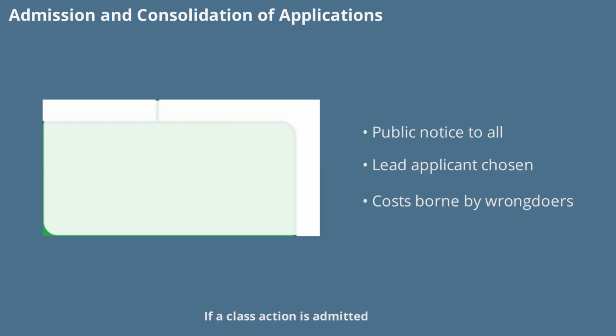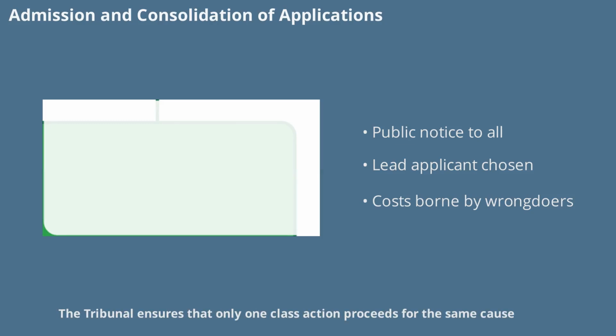If a class action is admitted, public notice is served to all affected members or depositors. Similar applications are consolidated, and a lead applicant is chosen to represent the group. The tribunal ensures that only one class action proceeds for the same cause, and the company or wrongdoers bear the cost. This streamlines the process and avoids duplication.